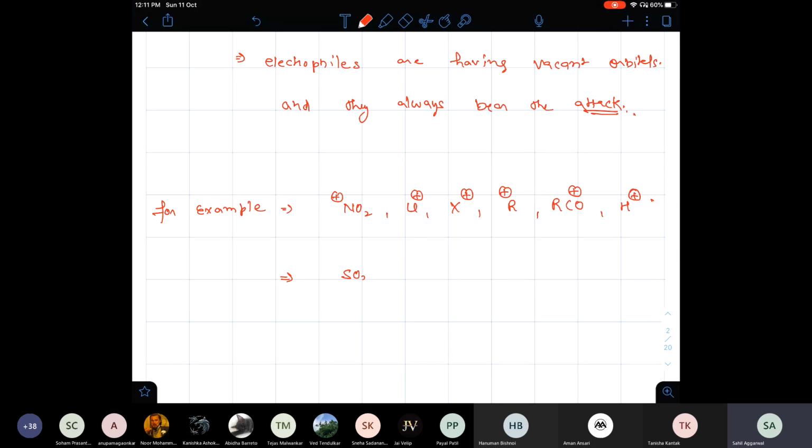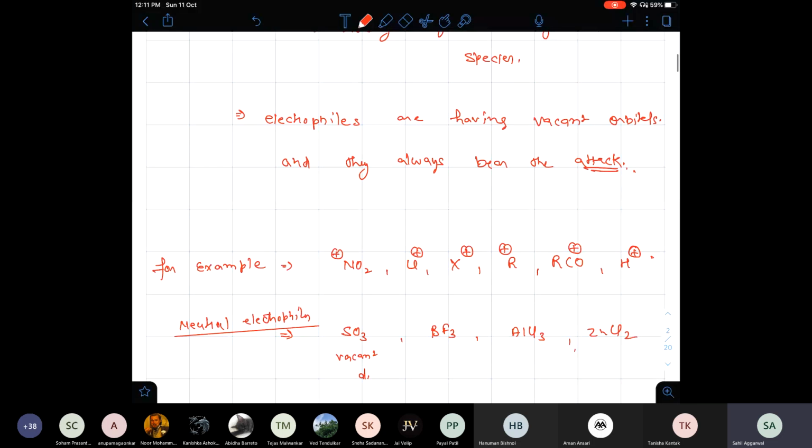न्यूट्रल के अंदर SO3 vacant D, BF3, AlCl3, ZnCl2. They can be the electrophiles, neutral electrophiles. Neutral electrophiles. Understood?